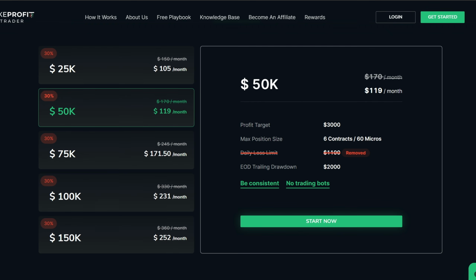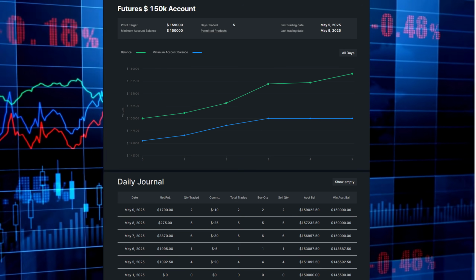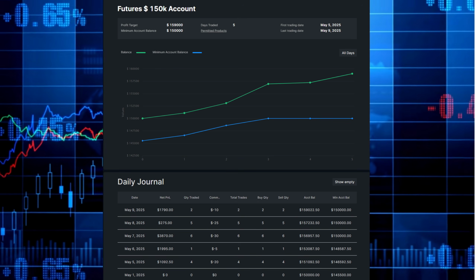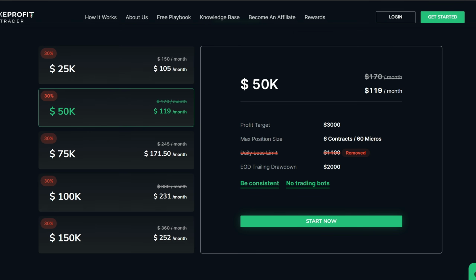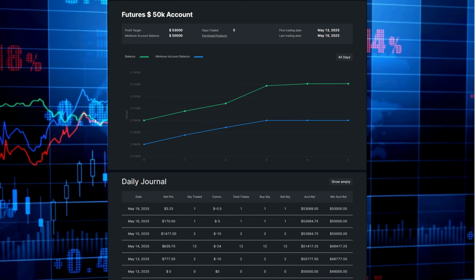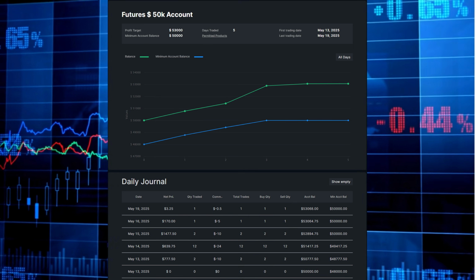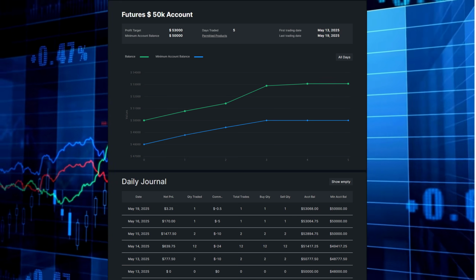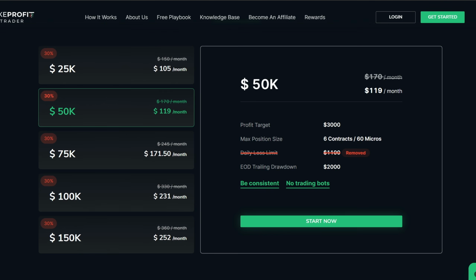Now, normally I love the 150K accounts with Take Profit Trader. Right here you can see where I passed the 150K account. And recently, once I blew up the last 350K accounts I had with Take Profit Trader, I went ahead and purchased a 50K account. You can see right there, it's passed, and now it's in a pro account. So I do have experience with passing multiple different Take Profit Trader account sizes. However, let's take a look at some things that you want to consider before you decide which Take Profit Trader account is best for you.